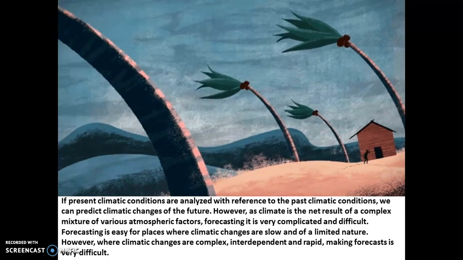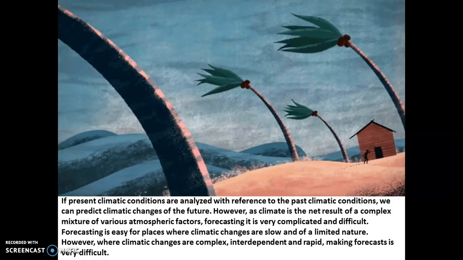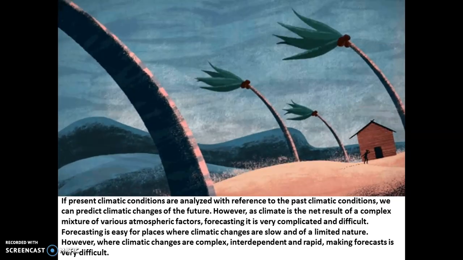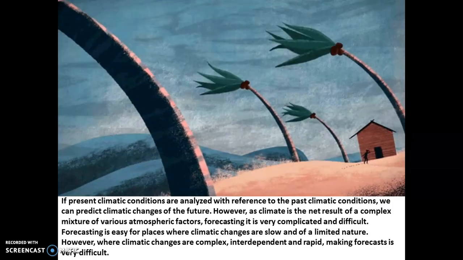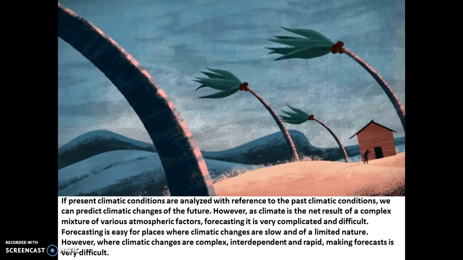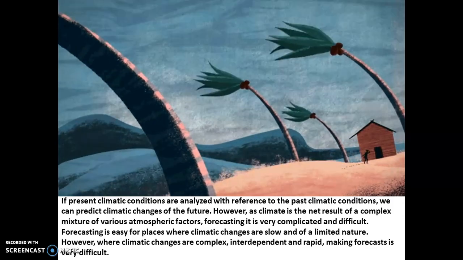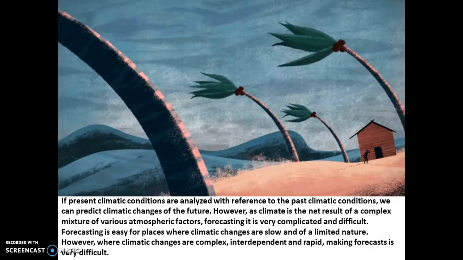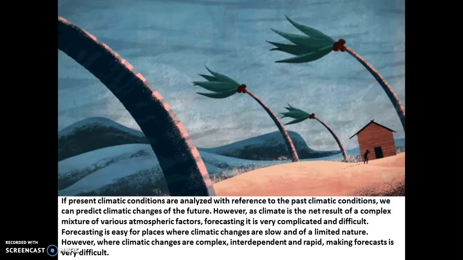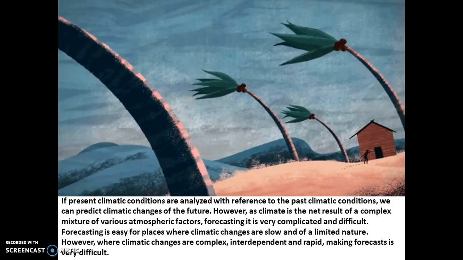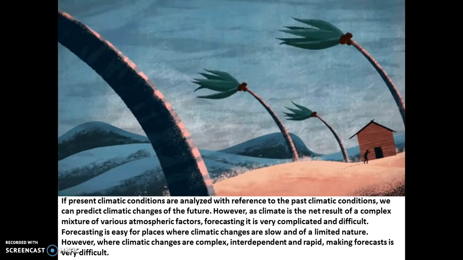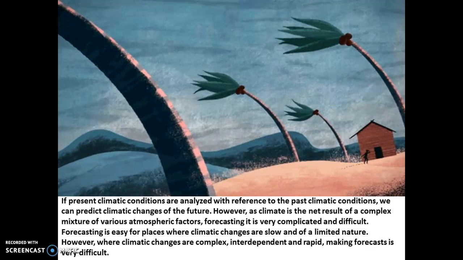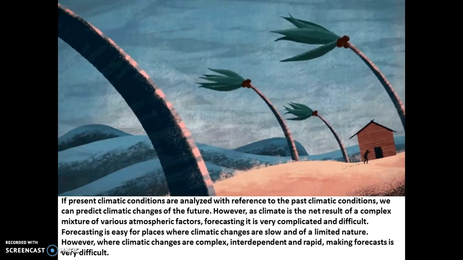If present climate conditions are analyzed with reference to past climatic conditions, we can predict climatic changes for the future. However, climate is the net result of a complex mixture of various atmospheric factors. So climate is not a single factor, but the result of a complex mixture, and forecasting it is very complicated and difficult. Children, we also know that forecasting the climate 100% is not possible, because forecasting is easy for places where climate changes are very slow and limited.